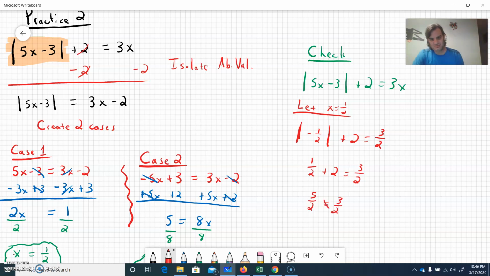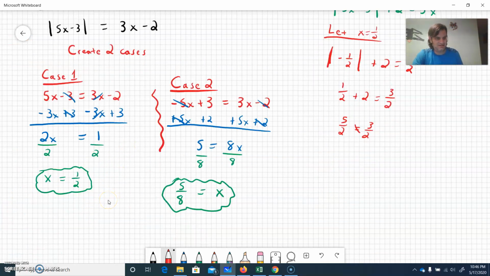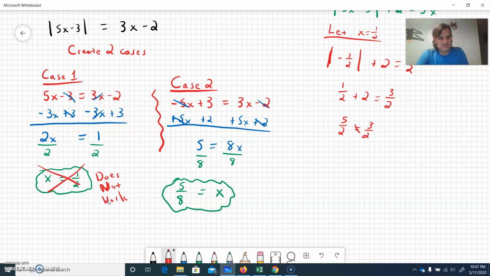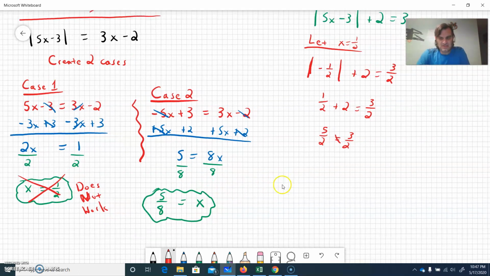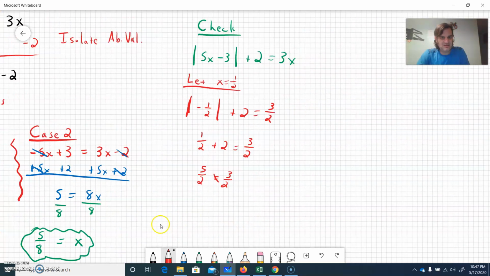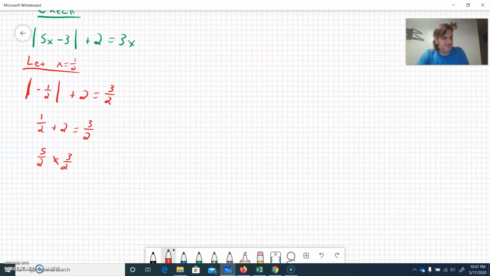That's not true. So here's a good place where the check was very worthy. So when we come back over here, this answer doesn't work. Does not, and that's a scary looking not work. So we're just going to cross it out. So the 1/2 didn't work. Okay, we did our best and it just didn't go our way. That's why we need to check ourselves.